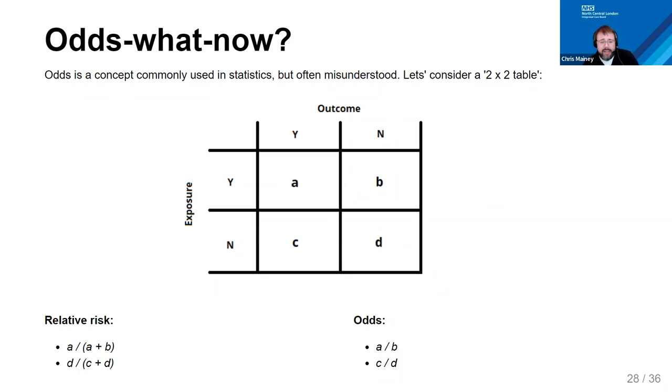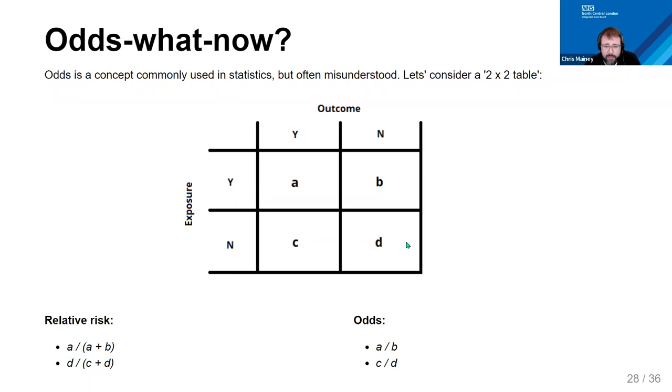There's two sort of related concepts. We have a so-called relative risk. A relative risk is the proportion of people who are exposed who had the outcome. So it's the proportion of all the people who are exposed who had the outcome.